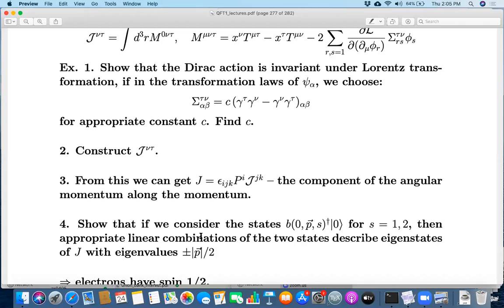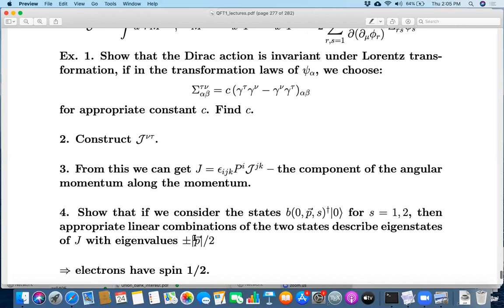Which particular two states, of course, you have to find. But the important point is that the eigenvalues of J are given by plus minus |p|/2. So if you divide by |p| to normalize, the eigenvalues are plus minus half. And this basically establishes that the electrons have spin half.